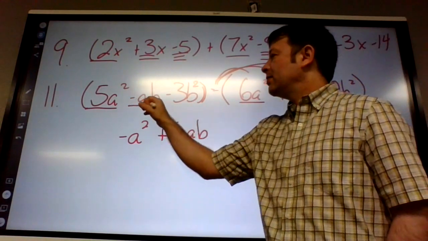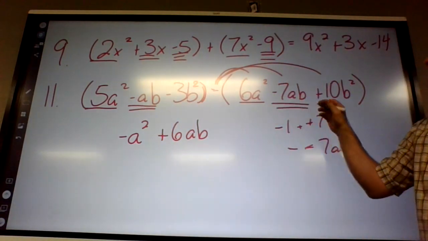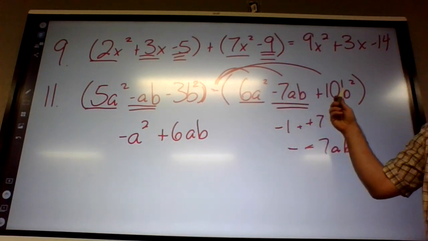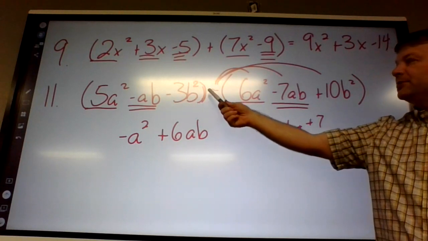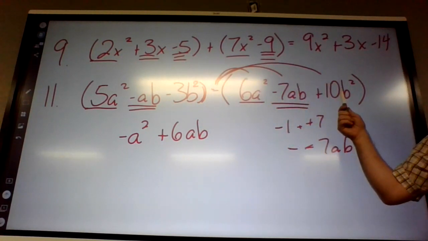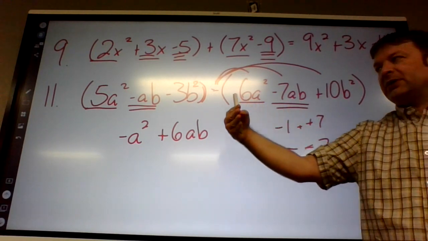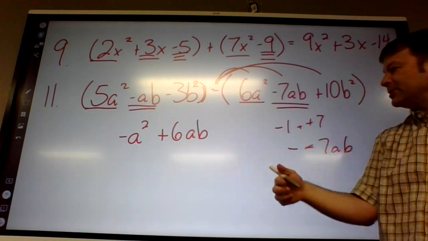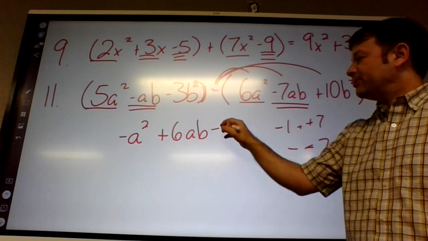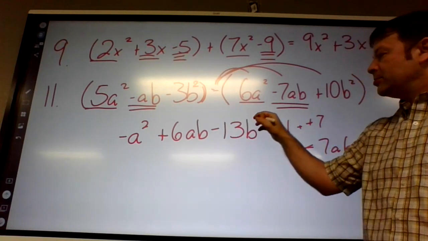And then negative 3b squared minus 10b squared. Negative 3 minus 10. So it's like left 3, left 10, going backwards. So it's left 13, so it's minus 13b squared.